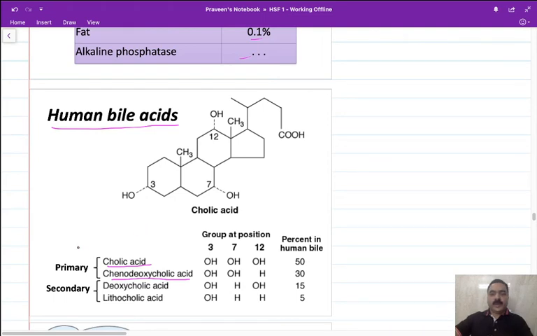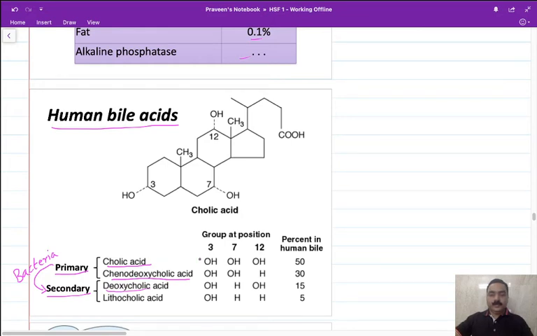We have two different types of bile acids, the primary and the secondary. What is the major difference between the primary and the secondary? The primary is produced by the hepatocytes, whereas when the primary goes to the intestine, the bacteria in the intestines cause the conversion of the primary to secondary. From the cholic acid, what is formed? The deoxycholic acid is formed by the bacteria, and the chenodeoxycholic acid is converted to what? The lithocholic acid.